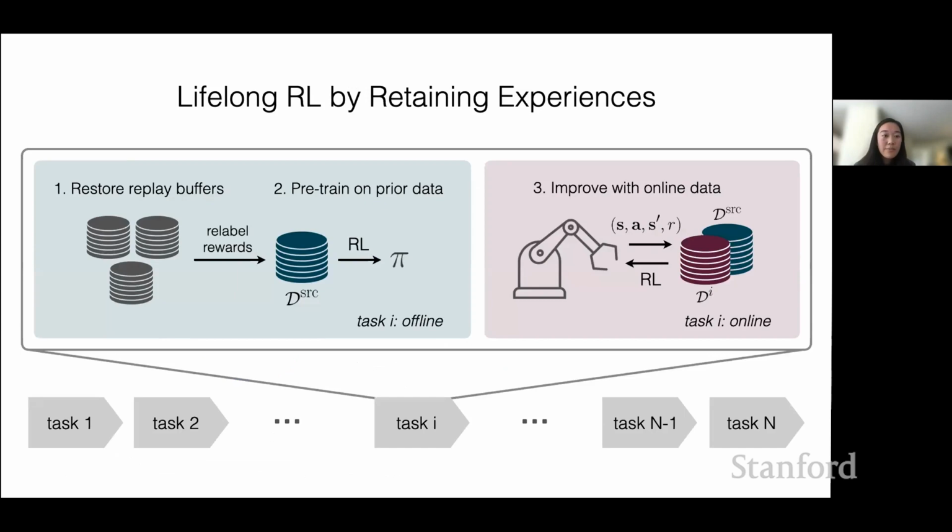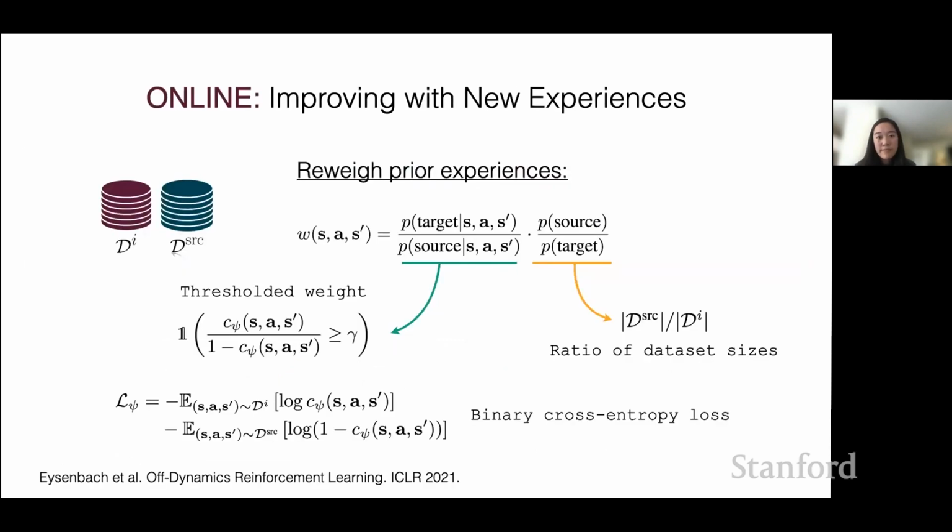So on this slide, we outline our solution to this problem, which basically alternates between an offline pre-training phase and an online improvement phase for every new task that comes in. During the offline phase, we are essentially restoring the replay buffers from the earlier tasks and pre-training the agent on this data. Then during the online phase, we will improve the agent's policy with data that's collected online.